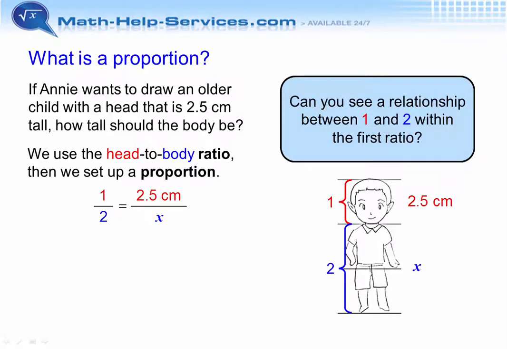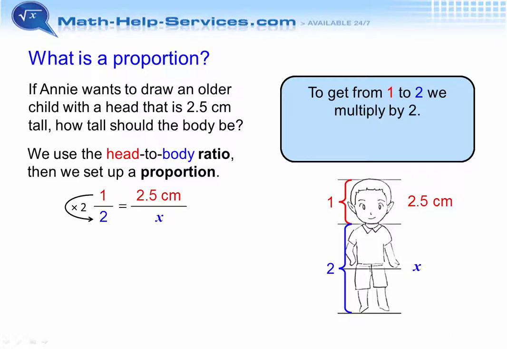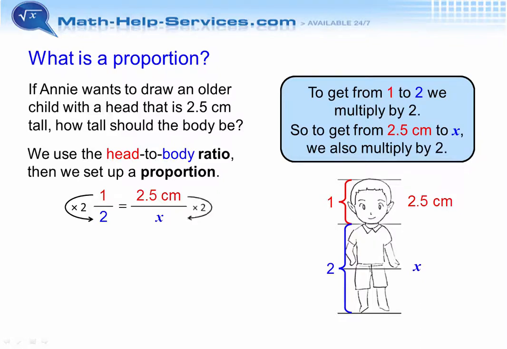Can you see a relationship between 1 and 2 within the first ratio? Sure, if we multiply by 2. To get from 1 to 2, we multiply by 2. So, to get from 2 5/10 centimeters to x, we also multiply by 2. Multiplying, we get 5 centimeters. So the body should be 5 centimeters.